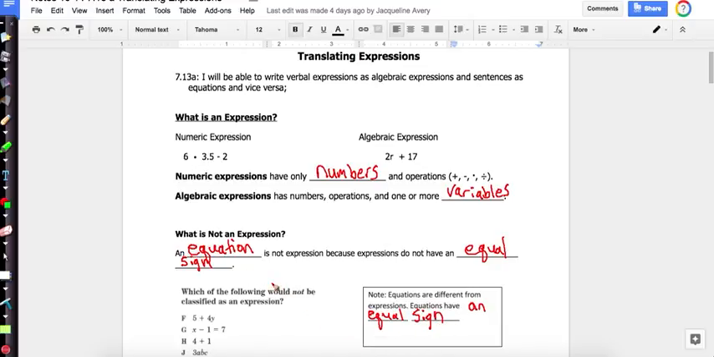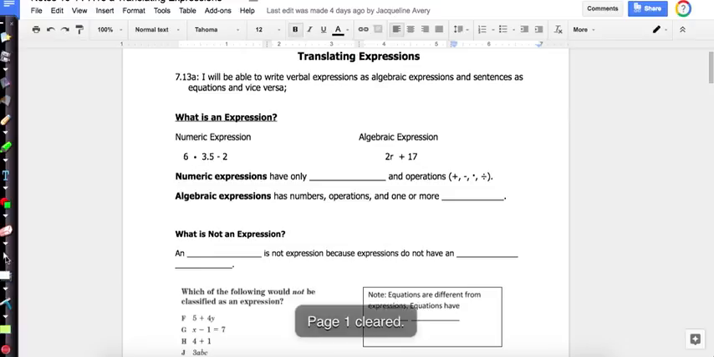It says, which of the following would not be classified as an expression? So we're looking for the one that is not an expression. So hopefully you're thinking choice G, because choice G is a what? An equation. And an equation is not an expression. It has an expression in it, but because it has an equal sign, it makes it an equation.